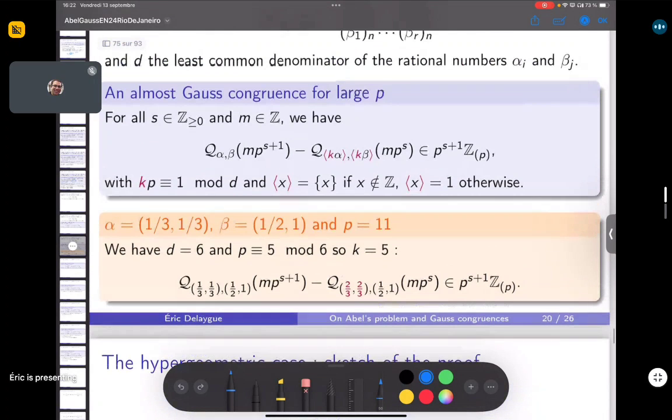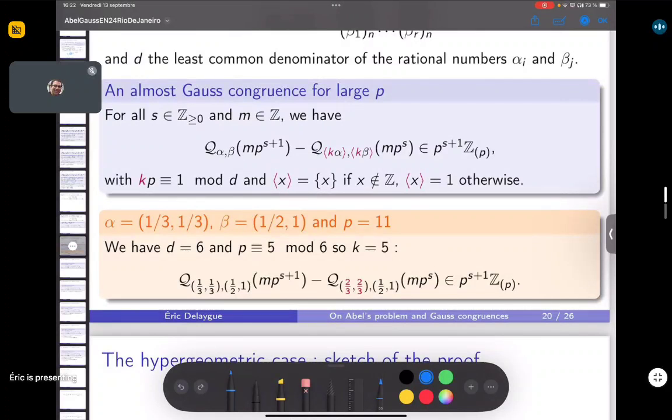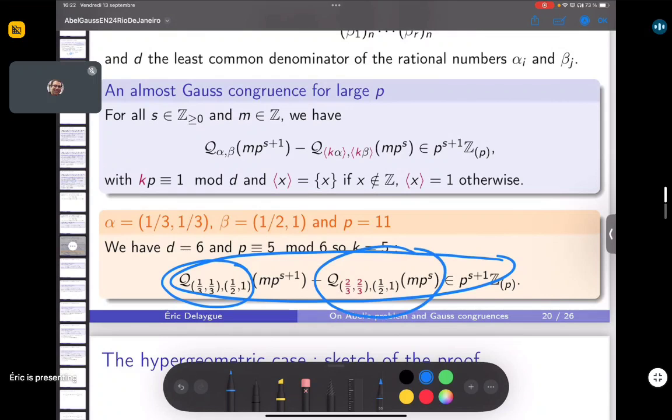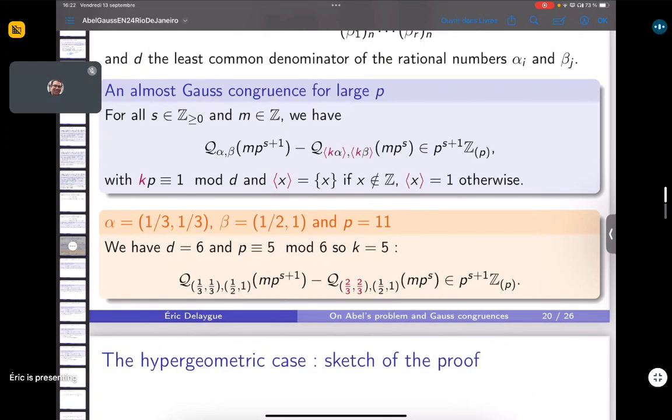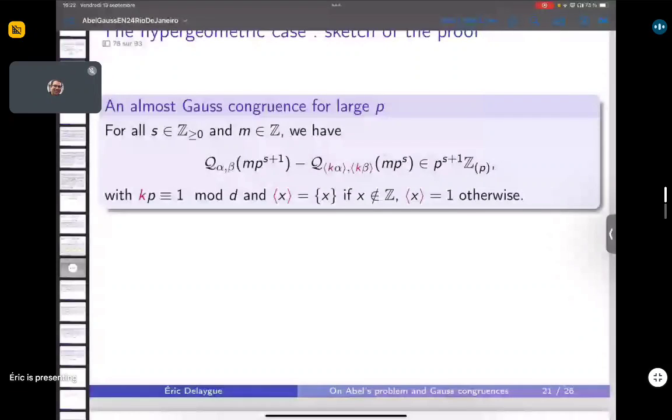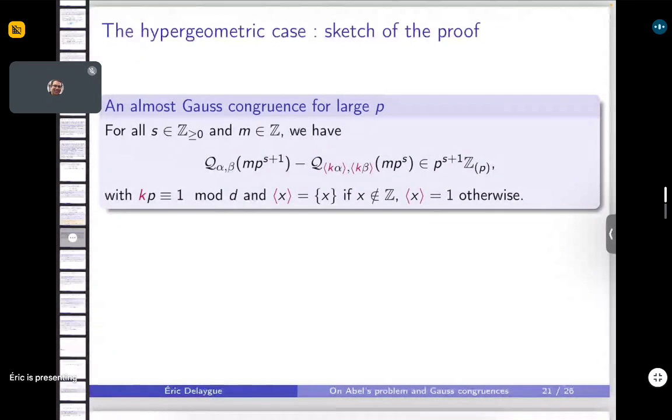The point is that if now you ask for Q alpha beta for this series to also have Gauss congruences, it will have two congruences, this one and Gauss congruences, and in fact it will force this term to be congruent to the same thing when you replace 2/3 by 1/3. We will see later that it will force too much symmetry, and exactly the fact of being factorial. So I just rewrite the congruence.